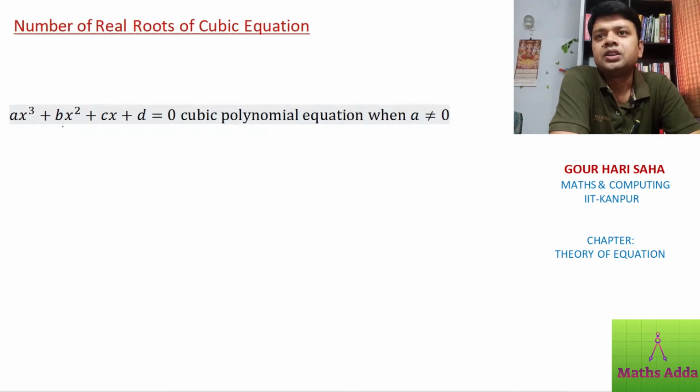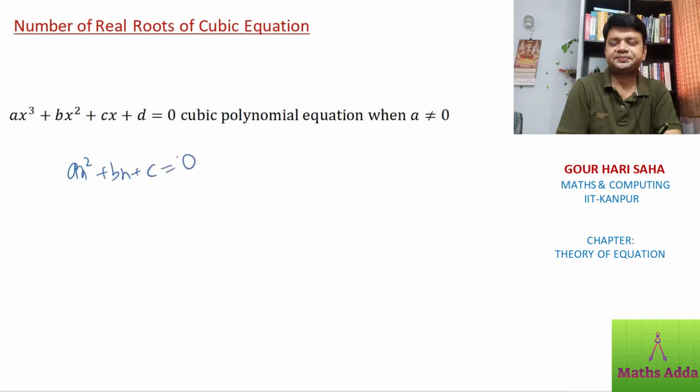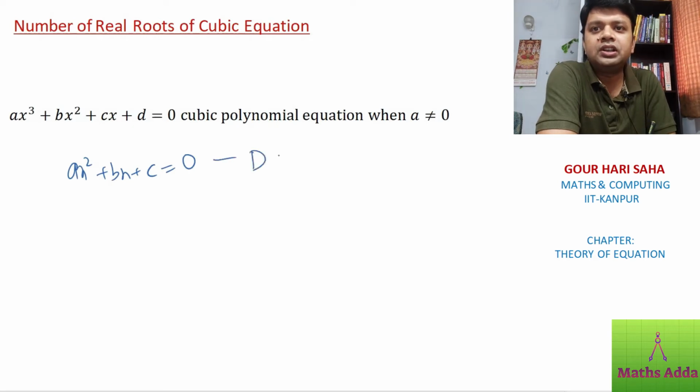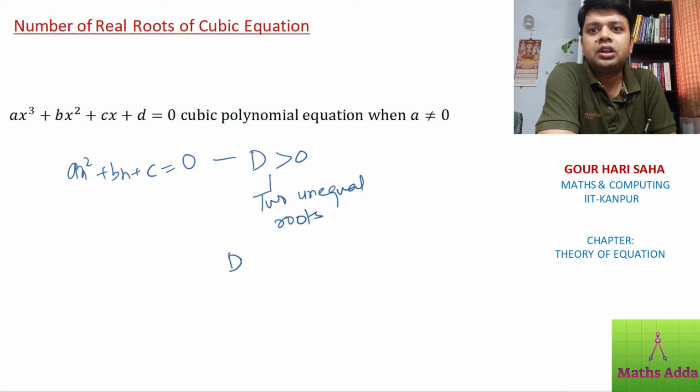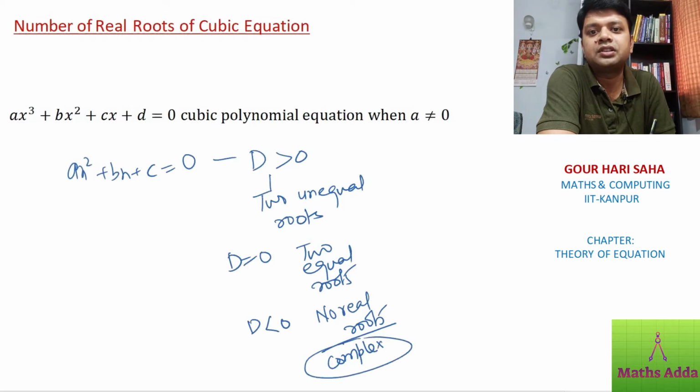Today we are going to find number of real roots, like for ax square plus bx plus c equal to 0. We know there is one term called D. If D is greater than 0, two unequal roots, right? D equal to 0, two equal roots, and D less than 0, no real roots, right? Means both the roots will be complex. We have not done this one, we will do it.